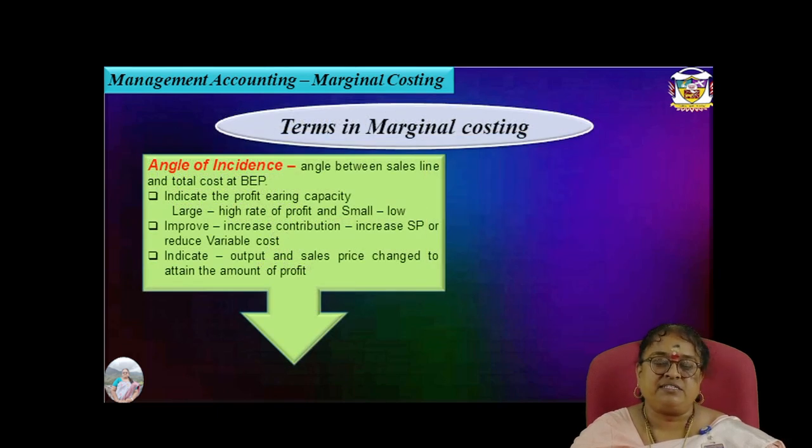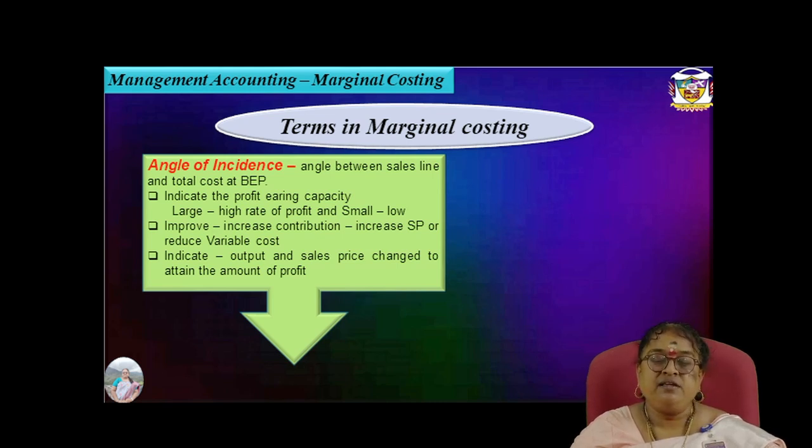Then angle of incidence. Angle of incidence means the angle between the sales line and the total cost line at the break-even point. At the break-even point, the sales line and total cost line meet, and that angle is called angle of incidence. It indicates what? The profit earning capacity of the business. If the angle of incidence is a large one, there is a high rate of profit, and if it is a small one, there is a low profit.